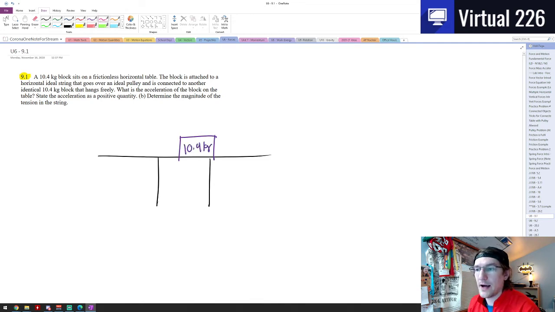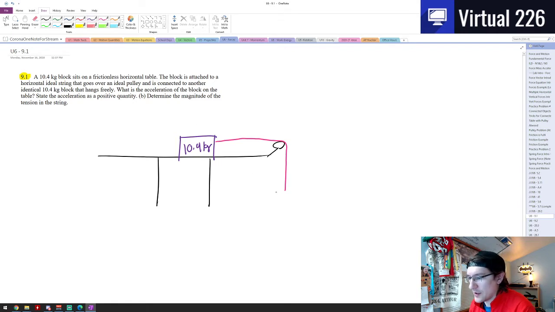Okay. The block is attached to a horizontal ideal string, so it doesn't slip, doesn't have any mass. And it goes over an ideal pulley, so it's just changing the direction of the string. Okay, we don't have to worry about it. If you're doing more advanced stuff, that'll have a moment of inertia, but we're not, so who cares? So here's an ideal pulley. So bloop, little circle. Here's the string. It goes over the pulley and down.